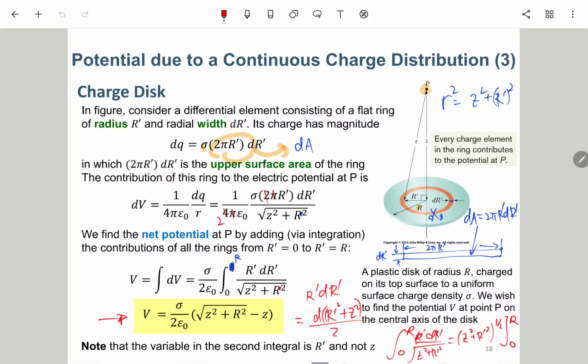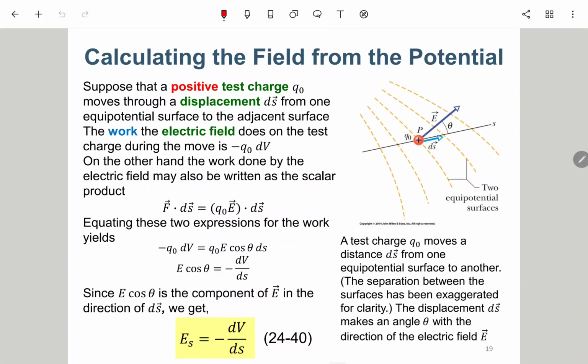What do we do with this potential? The idea here is we can calculate the E field from the potential. After getting the potential along an axis, we can know the E field, or at least the component along that axis.